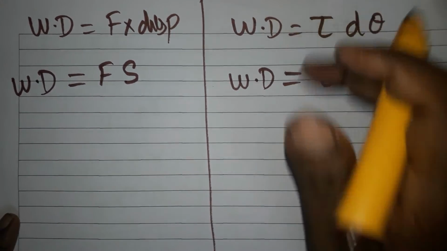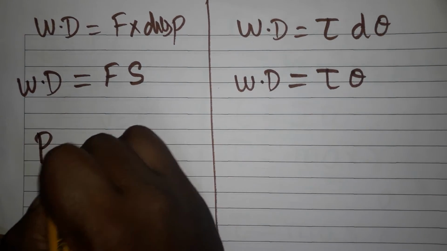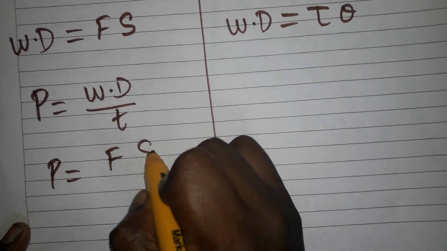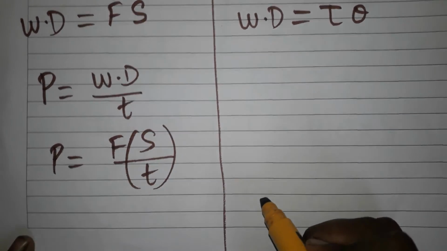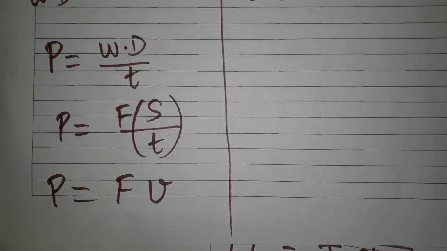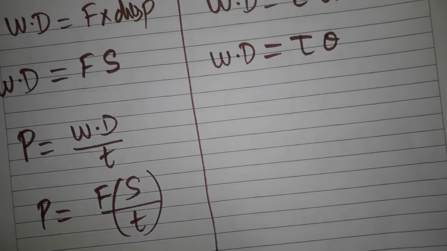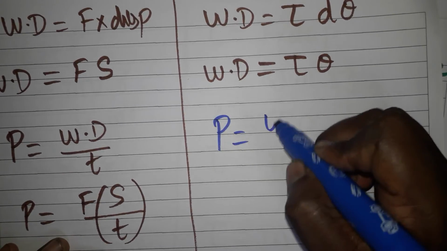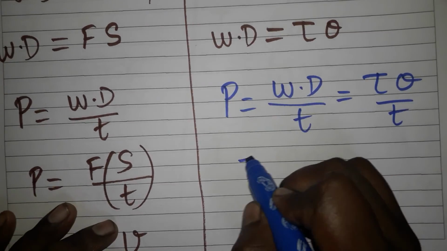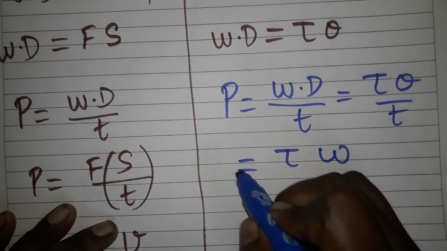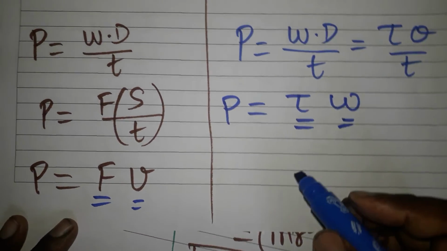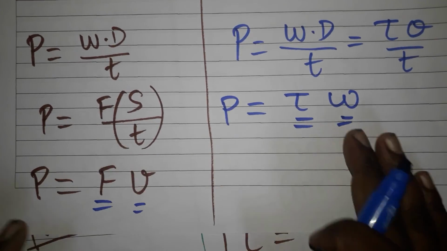Now the same thing, what is the power here? Power is work done by time. So power is equal to force into displacement by time, which gives velocity. So power is equal to force into velocity. The equivalent in rotation motion: power is work done by time, work done is torque into theta, by t gives omega. So torque times omega is the power. Here force is torque and velocity is omega. So this side is linear motion, and this side is rotation motion.